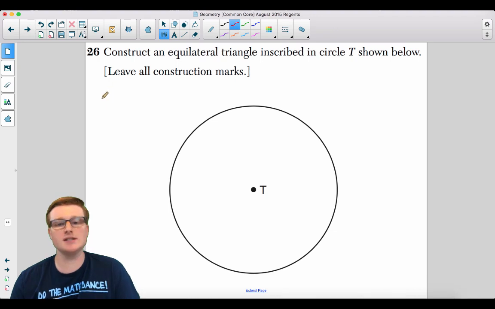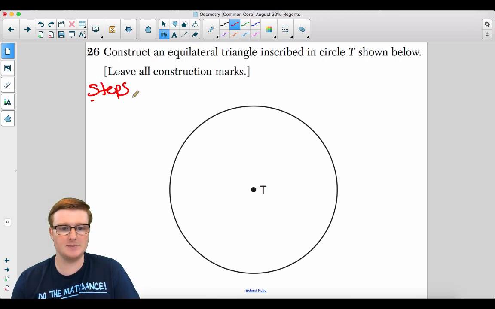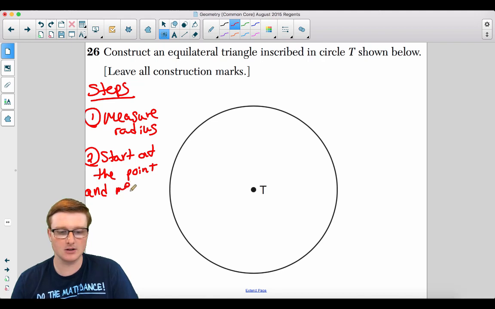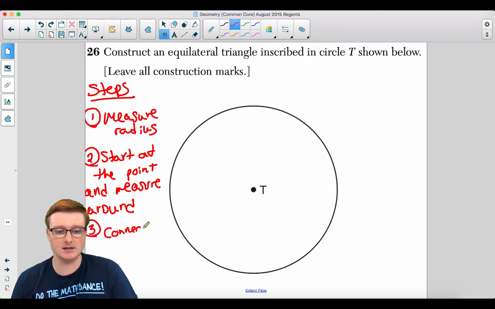So it says here, construct an equilateral triangle inscribed in circle T shown below. So I'm going to walk you through the steps. All right, so here are the steps to get this right. Number 1, you need to measure your radius. Step 2, then, is start at the point of intersection, or start at the point, and measure around. Okay? And this will all make sense in a moment here. And then step 3 is going to be connect every other point.